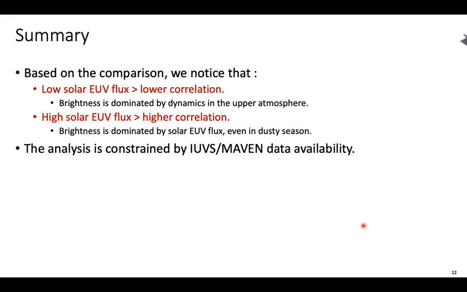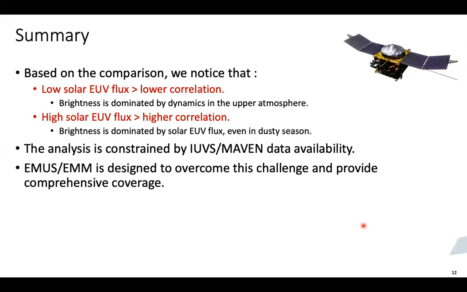As I mentioned, this analysis was constrained by the data availability, so it limits our understanding when it comes to the processes that are happening in the Martian atmosphere. And this, inshallah, would be overcome by the EMUS instrument that was designed to overcome this kind of shortcoming from other instruments. This is the end of my presentation. I welcome any kind of questions you have when it comes to this kind of study or else.